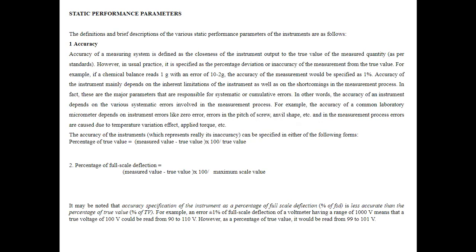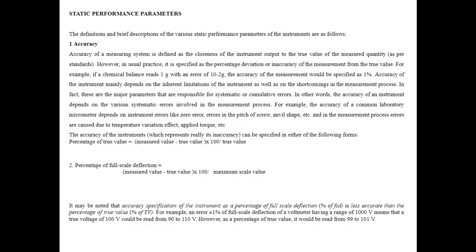First is the accuracy. Accuracy of a measuring system is defined as the closeness of the instrument output to the true value of the measured quantity as per standards. However, in usual practice, it is specified as the percentage deviation or inaccuracy of the measurement from the true value. For example, if a chemical balance reads 1 gram with an error of 10^-2 gram, the accuracy of the measurement would be specified as 1%.